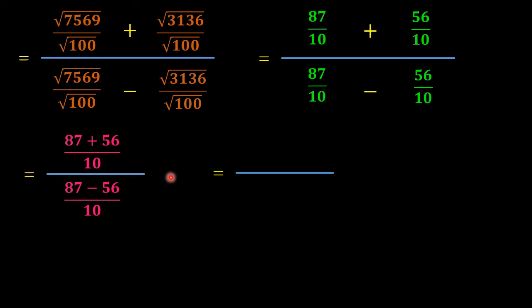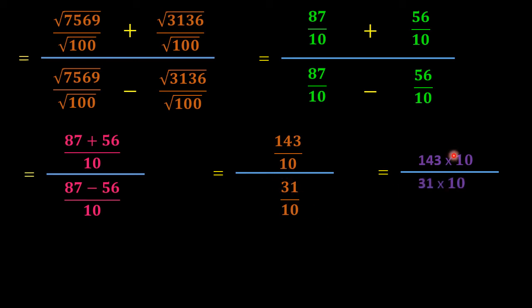Then after simplification we will get 143 by 10 in the numerator, and 31 by 10 in the denominator. Here we rearrange and write 143 into 10 divided by 10 into 31. Then the 10 from numerator and denominator cancel out, and the remaining will be 143 by 31. So this is the answer for question number 4.